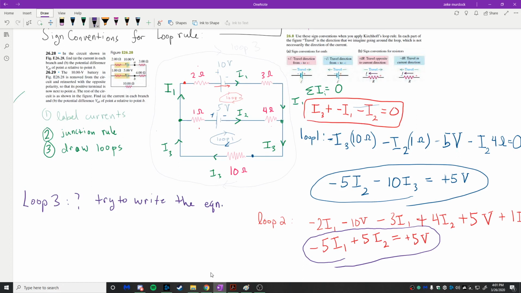Try to write the equation for loop 3, and we'll start again at 4:15.